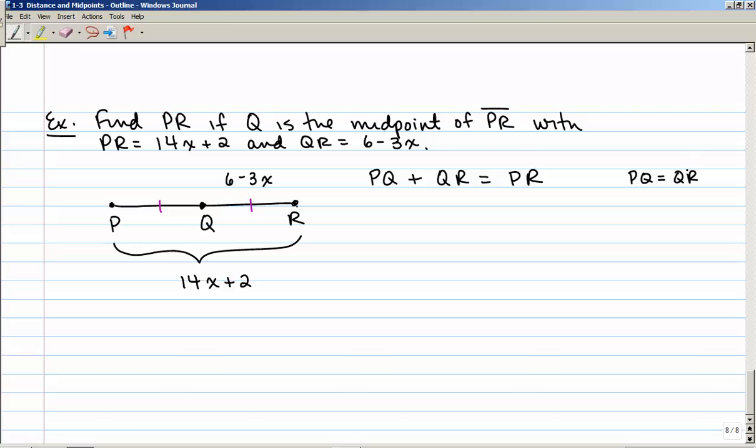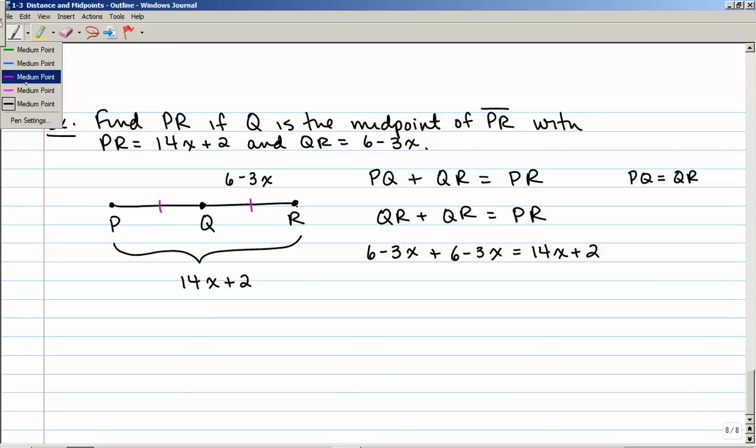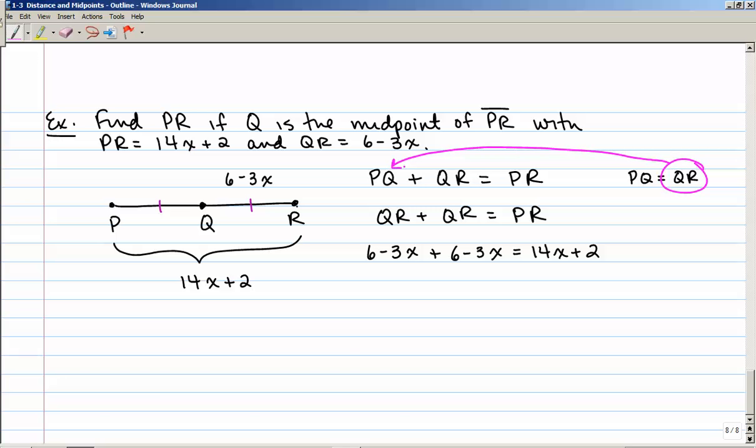So actually what I can do is take QR and substitute it in here for PQ. If PQ and QR are the same thing, I could write this as QR plus QR equals PR. Now I can solve this because I know that QR is 6 minus 3x plus another 6 minus 3x, and that's equal to 14x plus 2. Basically, since PQ is equal to QR, wherever I see a PQ, I can substitute in a QR.